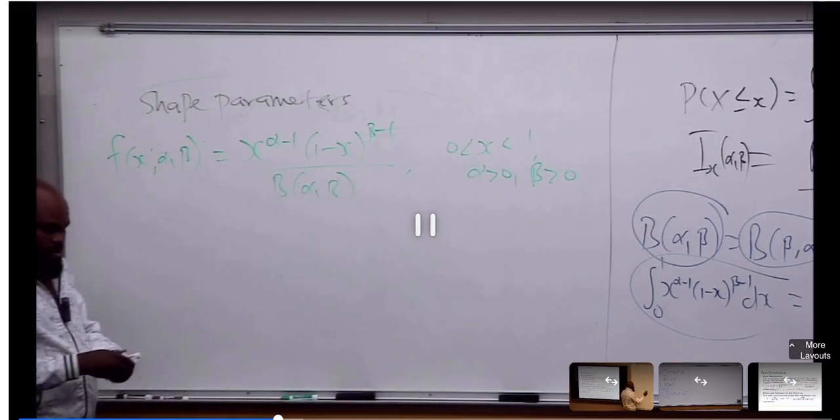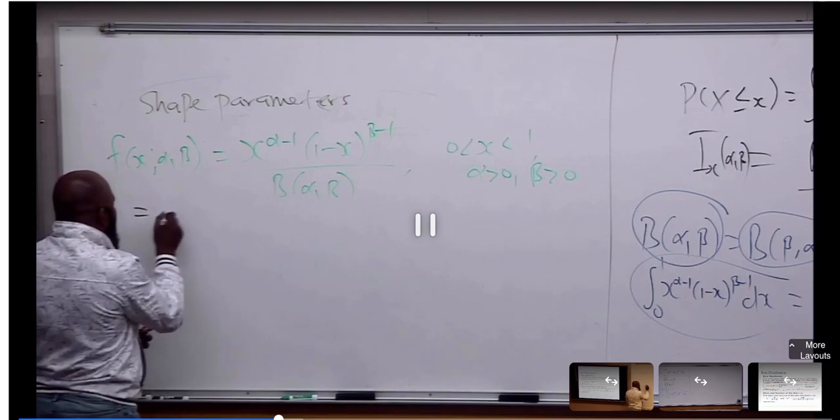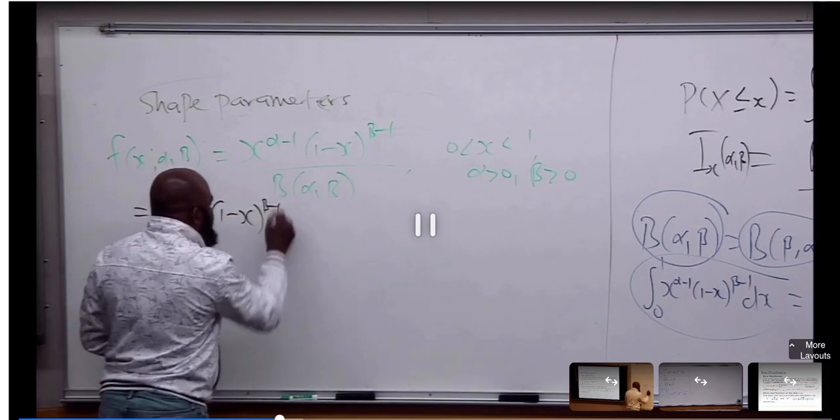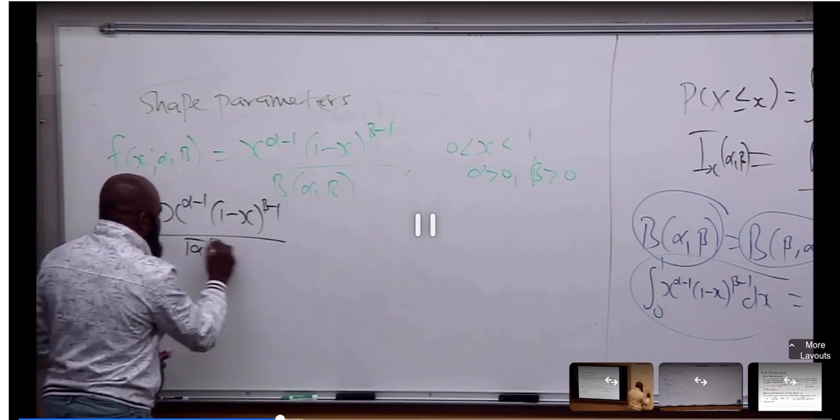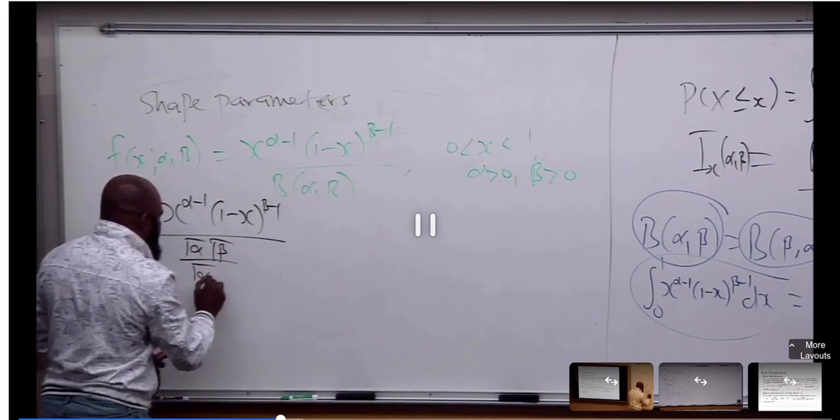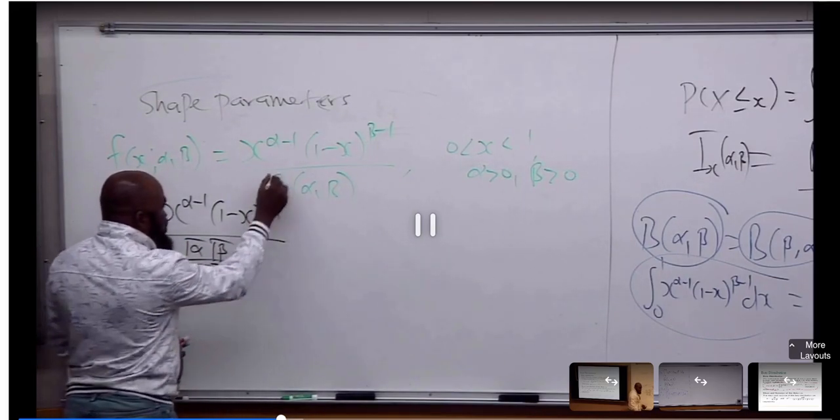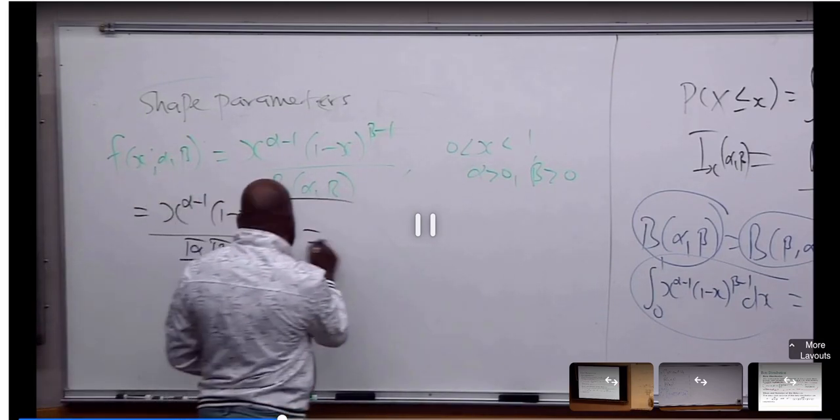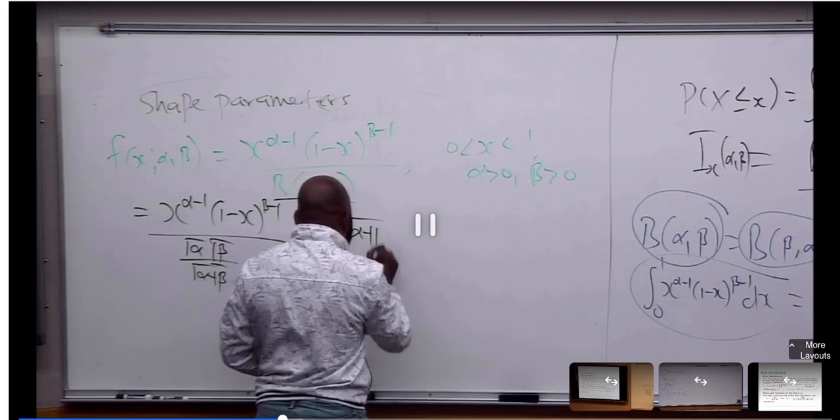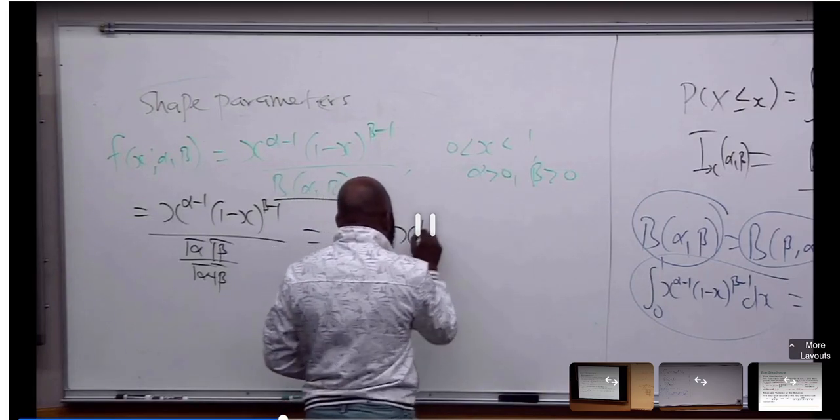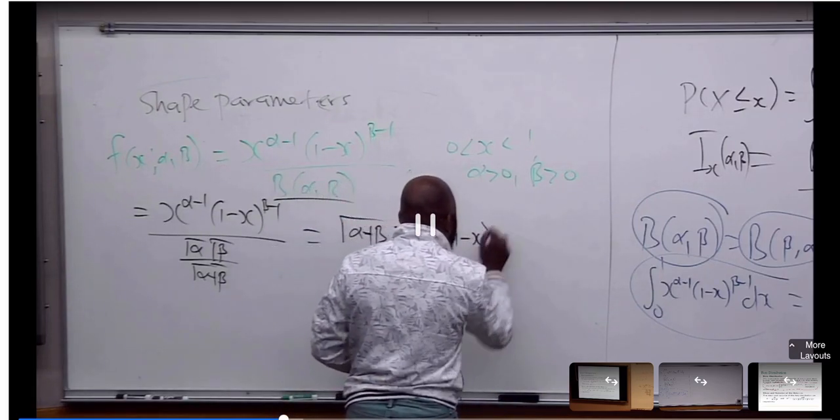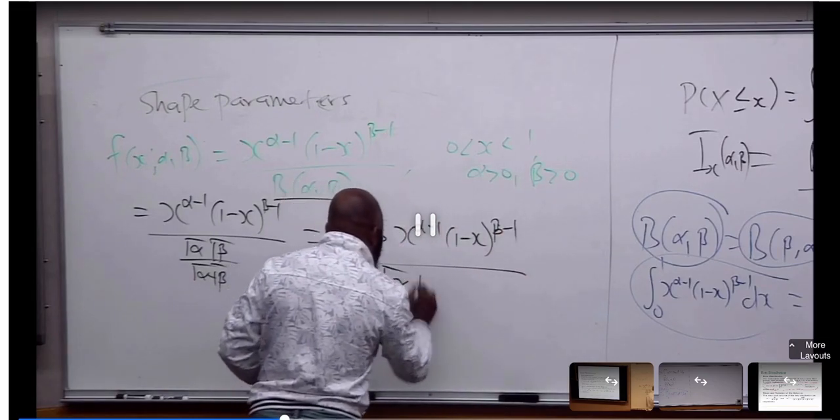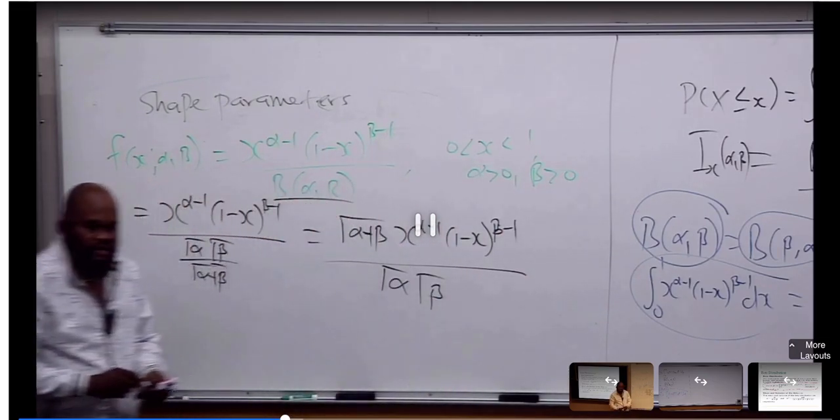Okay, now I can write this as this. What have I done? Writing this in a non-integral form. Then finally, that's another way to write a beta distribution.